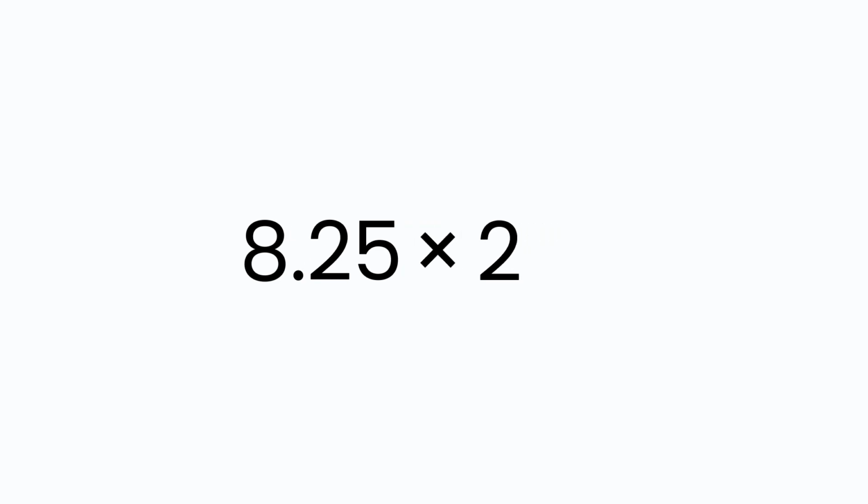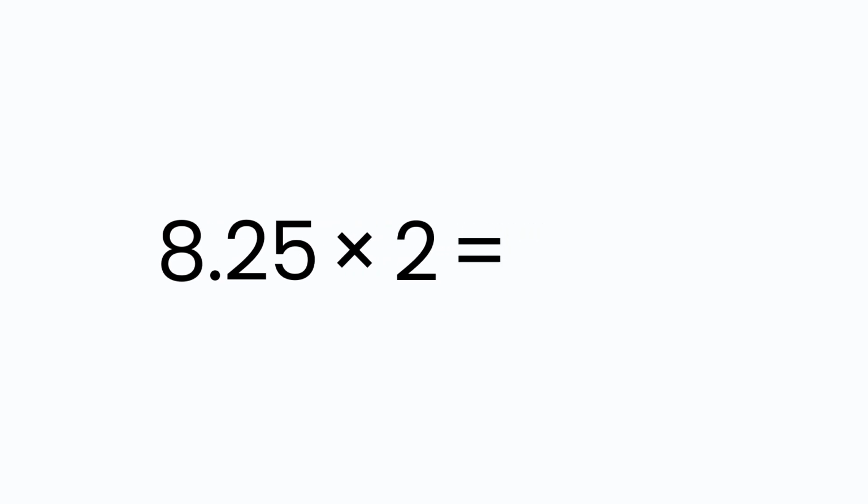8.25 times 200. 200 is the round number. Again, you ignore the zeros in the round number, and then you multiply 8.25 by 2. 8.25 times 2 equals 16.50.